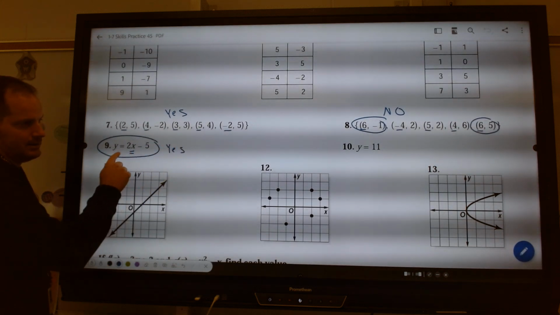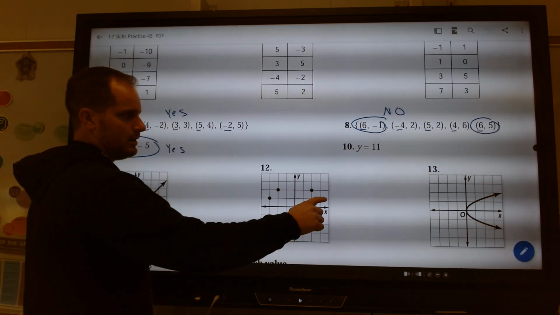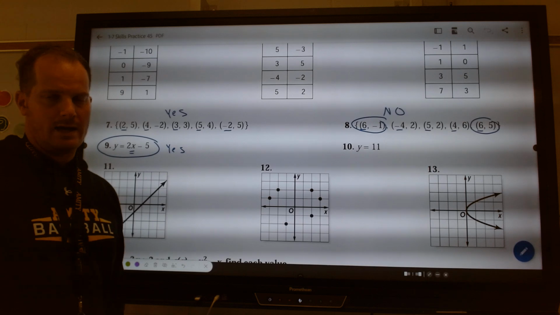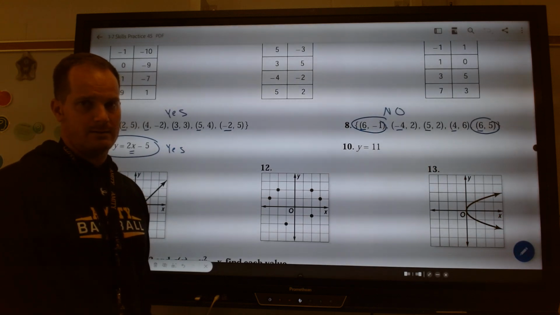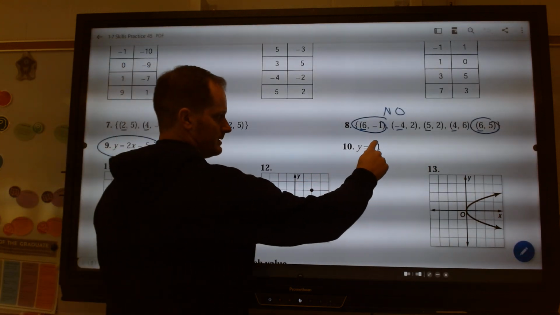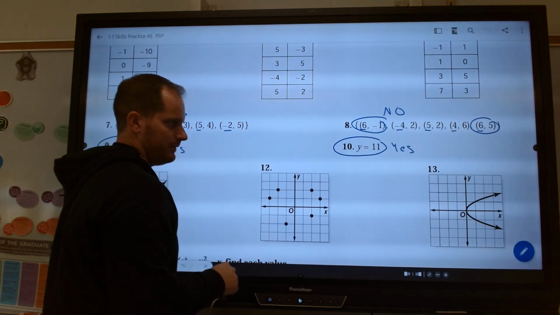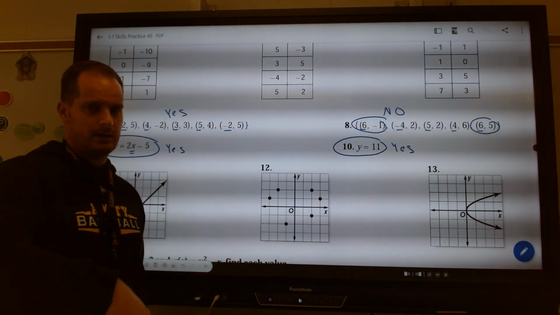This is actually a linear function. And over here, you'll notice that there is no x, which means that no matter what x is, it'll have the same output of 11. So this is also considered, yes, a function. This will actually be a linear function that creates a line that's horizontal.